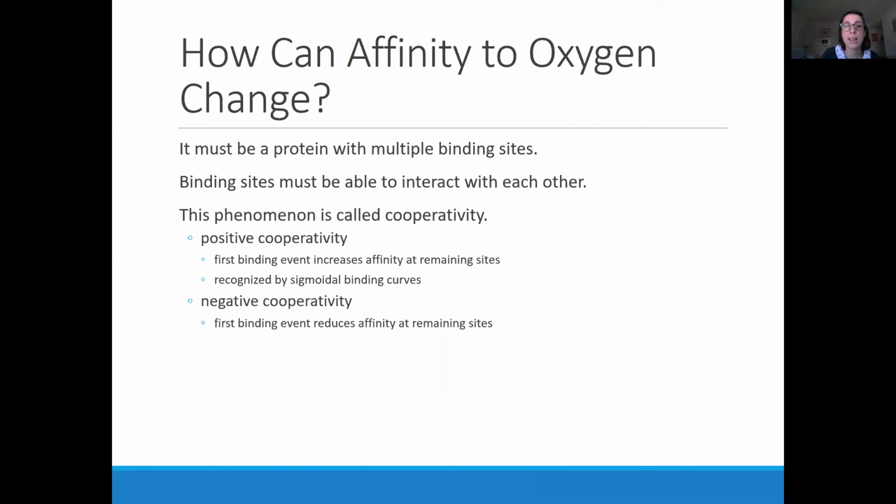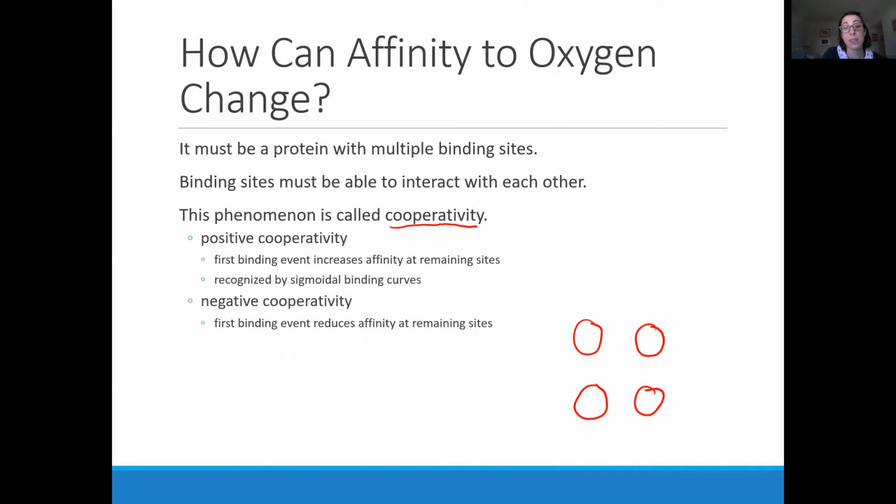Well, the way to do that is to have a protein that has multiple binding sites. And each of the binding sites has an ability to change the protein's interaction with the next binding site. This is a phenomenon that we call cooperativity. So, again, for example, you have 4 binding sites.